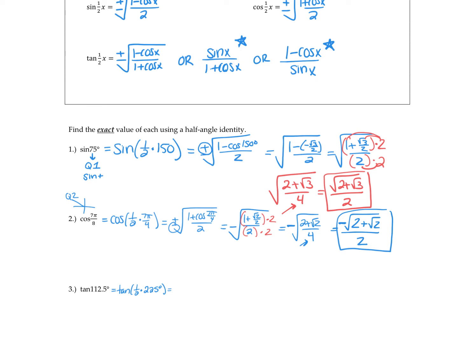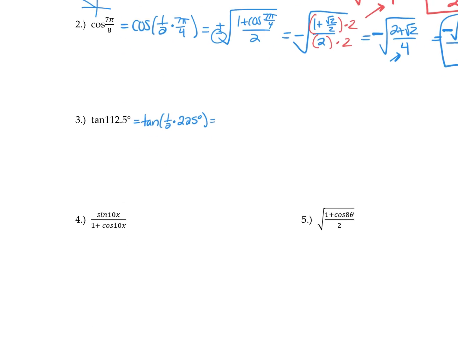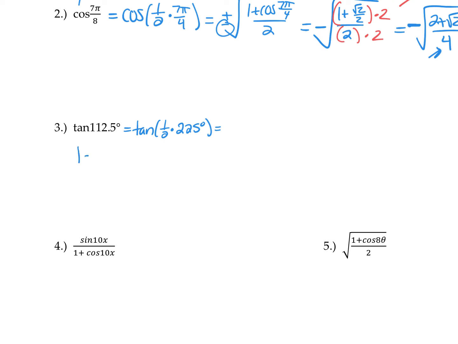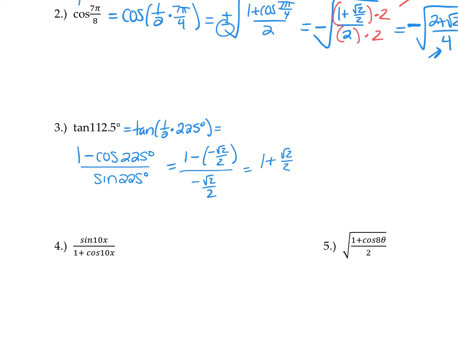All right, so now with tangent, I'm going to use either this second one or this third one. I may like to use the third one because there's only one thing in the denominator. So I'm going to do 1 minus the cosine of 225 divided by the sine of 225. And so I'm going to have 1 minus negative root 2 over 2 all over negative root 2 over 2. And so I'm going to have 1 plus root 2 over 2 over negative root 2 over 2. So both of my denominators in this case are 2. So I'm going to multiply by 2, and that'll get me 2 plus root 2 all over negative root 2.